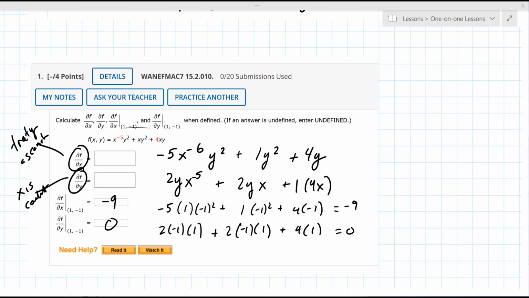So I'm just going to enter the answers in now. It takes the longest part. y squared plus y squared plus 4y. All right, and then we got 2y plus 2xy plus 4x. All right, and we'll submit the answers.